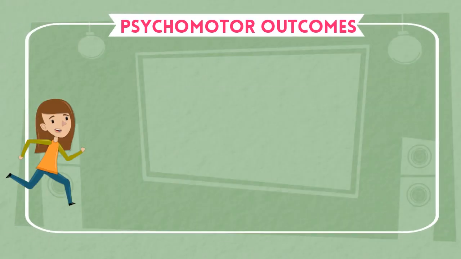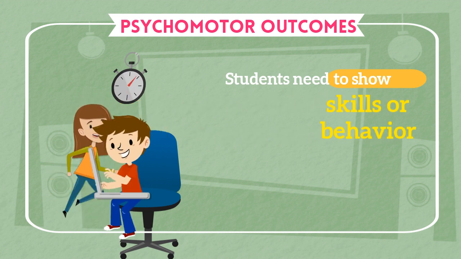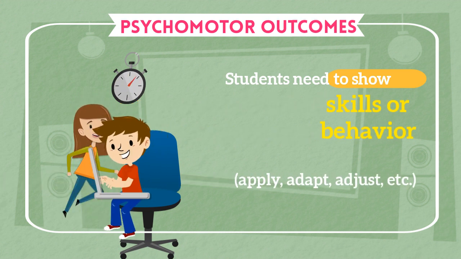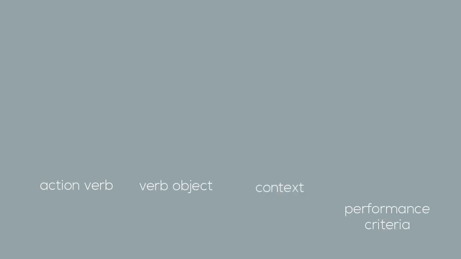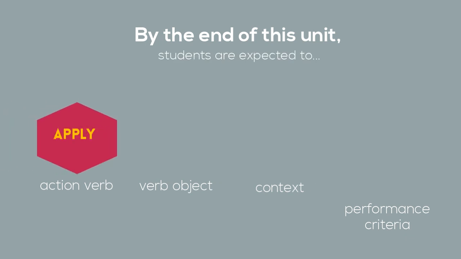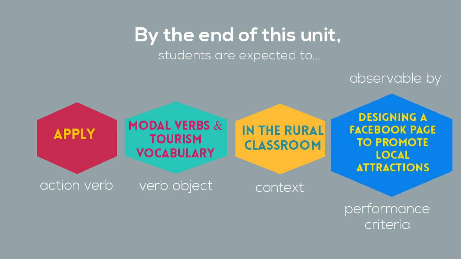And for psychomotor outcomes, such as skills or behavior, try to use verbs such as apply, adapt, adjust, etc. For example, by the end of this unit, students are expected to apply modal verbs and tourism vocabulary to design a Facebook page that promotes our local attractions.